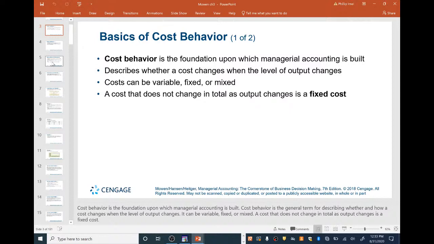So what are the basics of cost behavior? It says here that cost behavior is the foundation upon which managerial accounting is built. It's going to describe whether a cost changes when the level of output changes, and whether costs can be variable, fixed, or mixed. A cost that does not change in total as output changes is a fixed cost, right? So we established last class period that a fixed cost is a cost that does not change in total as output changes.